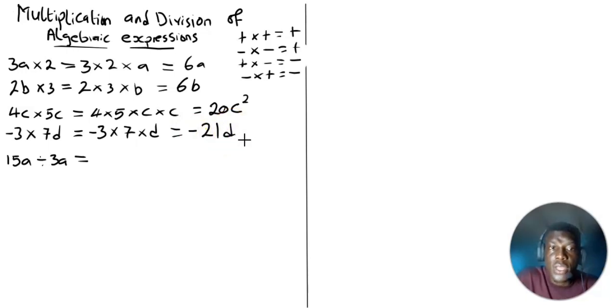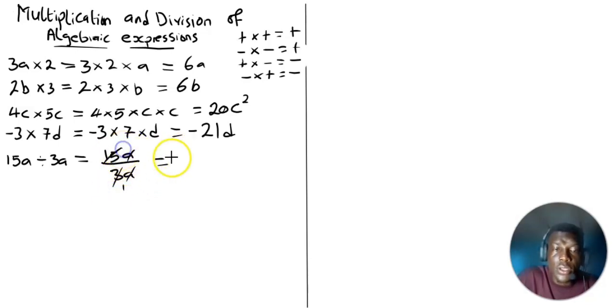That's your answer. Here there's a division sign. We have 15a divided by 3a. This is normal, we cancel a. 15 divided by 3 gives you 5. So your final answer here is 5.